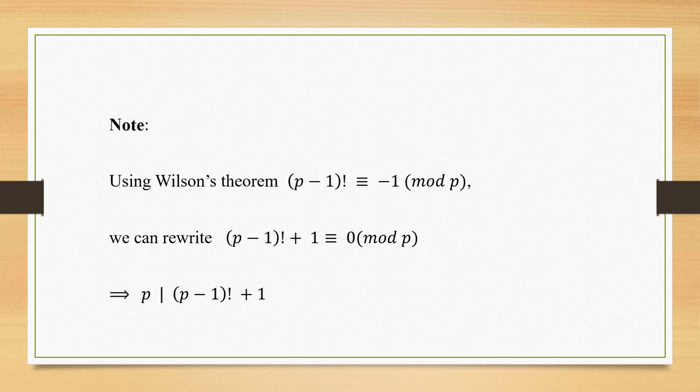So we can rewrite it as P minus 1 factorial plus 1 is congruent to 0 mod P, which means P divides P minus 1 factorial plus 1. This is an important result, so make a note of it. By using Wilson theorem, we can relate it to a factorial number plus 1.